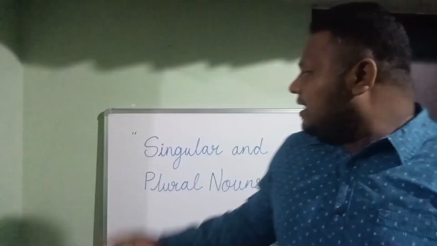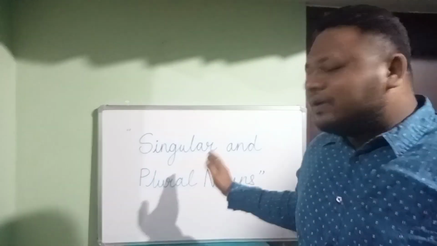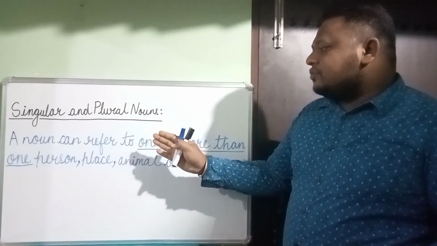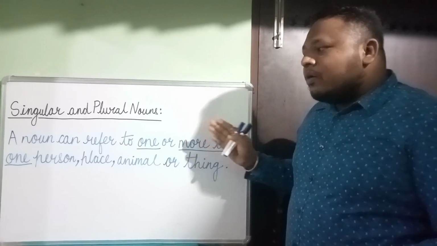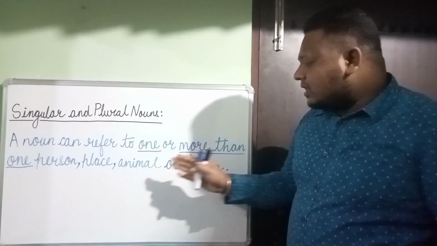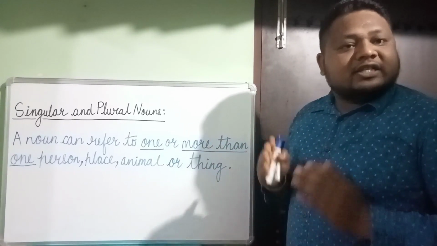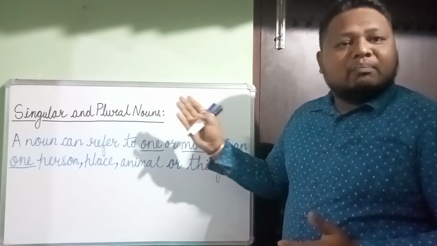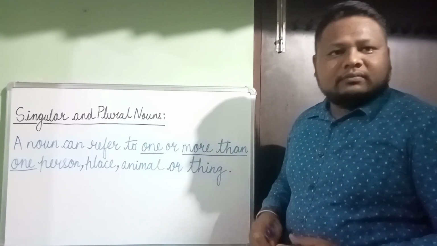Today we are going to do a grammar lesson, singular and plural noun. A noun can refer to one or more than one person, place, animal, or thing. Such form of noun is called singular or plural form of noun.